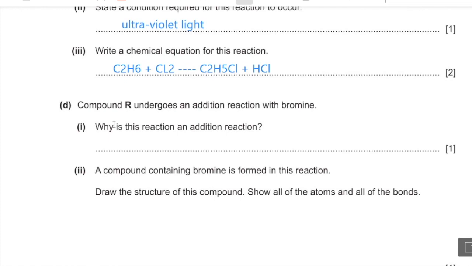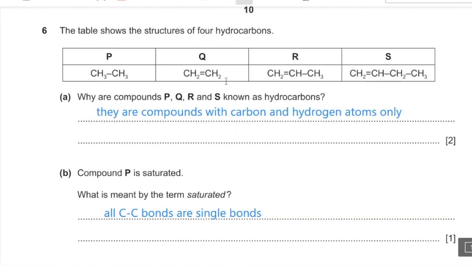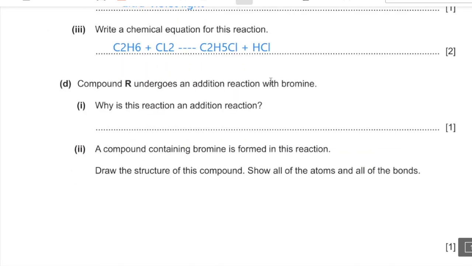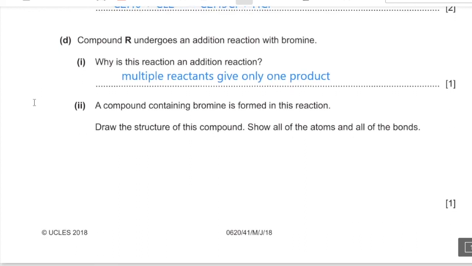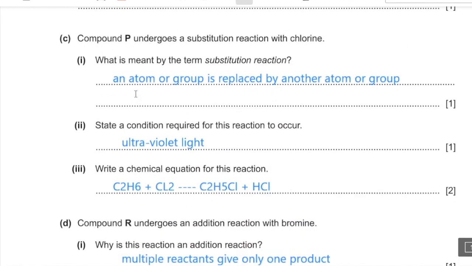D. Compound R undergoes an addition reaction with bromine. R over here is an alkene, which means one double bond breaks up. 1. Why is this reaction an addition reaction? Multiple reactants give only one product. 2. A compound containing bromine is formed in this reaction. Draw the structure of this compound, show all of the atoms and all of the bonds.